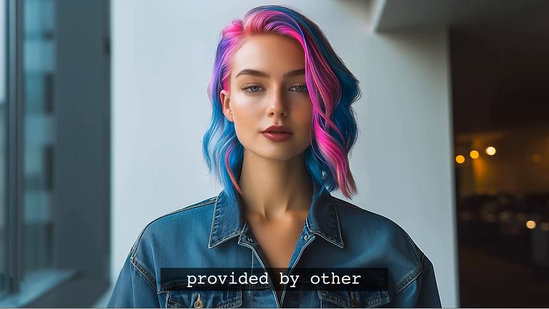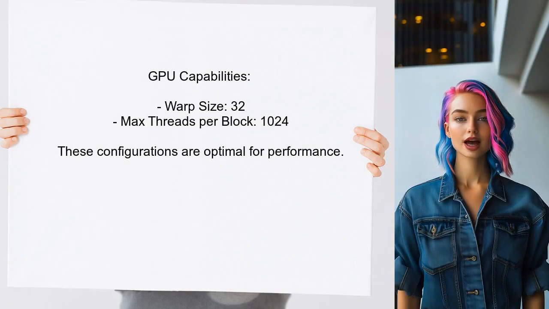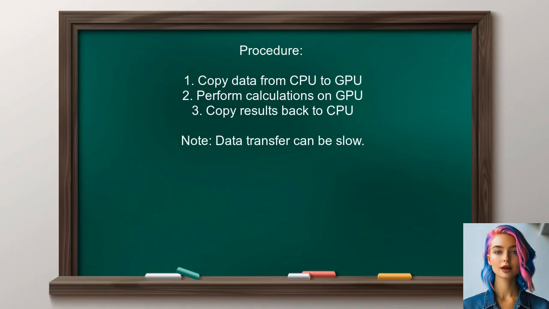Now, let's look at the answers provided by other users. This user confirms that the GPU can handle your pixel counting task efficiently. They highlight that the numbers involved are very GPU-friendly, with a warp size of 32 and a maximum of 1,024 threads per block. They explain the general procedure for using the GPU, which involves copying data from CPU memory to GPU memory, performing calculations, and then copying the results back. However, they caution that this data transfer can be slow.